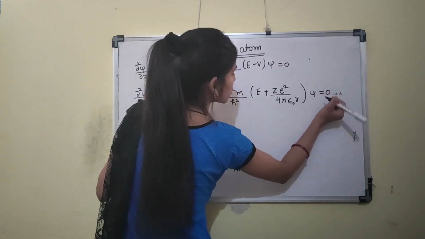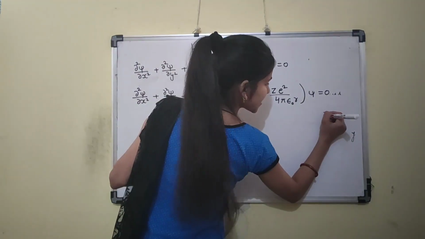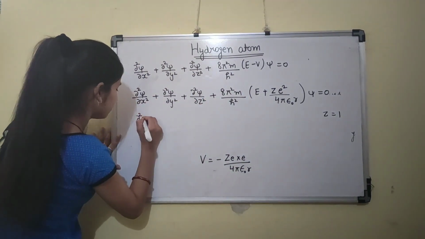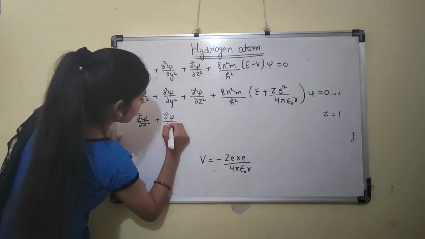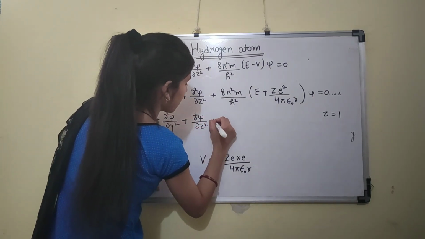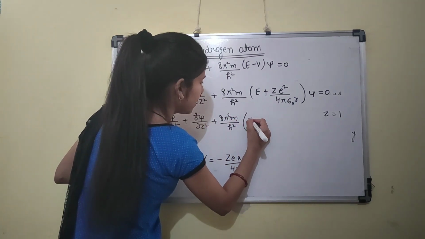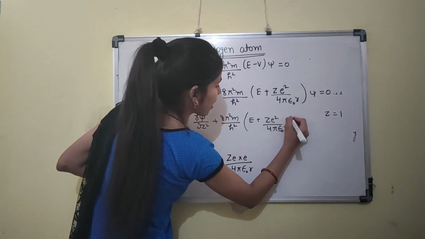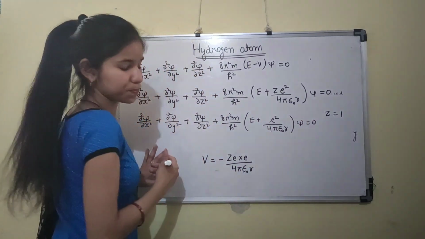psi is equal to 0. Here the proton is stationary, so the value of Z is equal to 1 for the proton. Now put the value of Z, so the equation becomes del square psi by del x square plus del square psi by del y square plus del square psi by del z square plus 8 pi square m divided by h square into E plus e square over 4 pi epsilon naught r, psi is equal to 0.